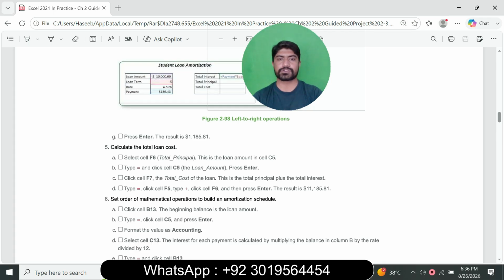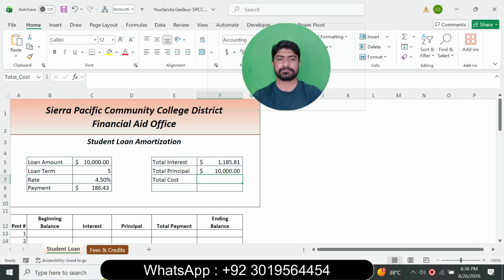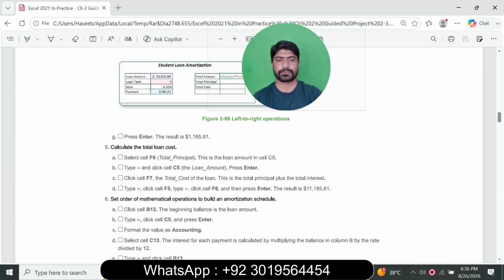This is the total principal plus the total interest. Click cell F7. Type is equal to. The total cost of the loan is the total principal plus the total interest. Type is equal to, click cell F5, type plus, click cell F6, and then press enter.